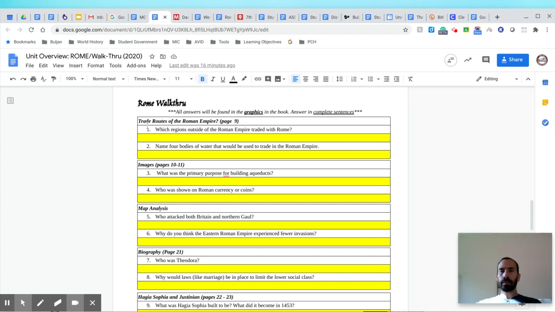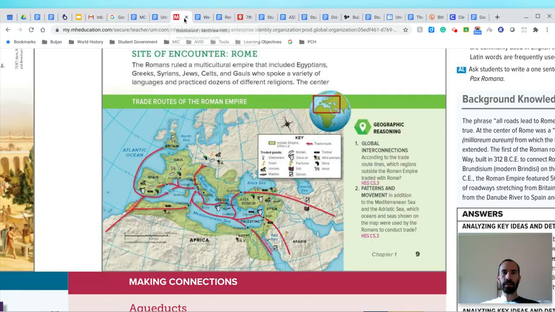So trade routes of the Roman Empire is found on page 9. There's a graphic there, and these are 2 questions that you'll answer about that graphic. So this is the graphic in your textbook on page 9. When looking at graphics, read all the words, titles, key, anything that can help you understand that graphic. So I encourage that to make more sense.